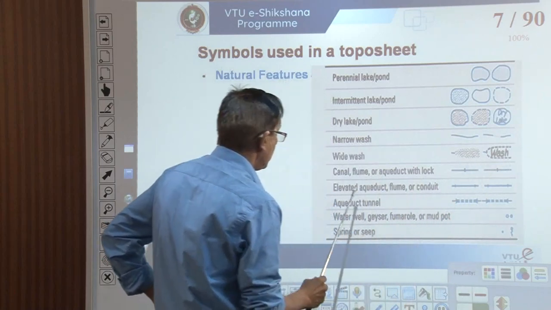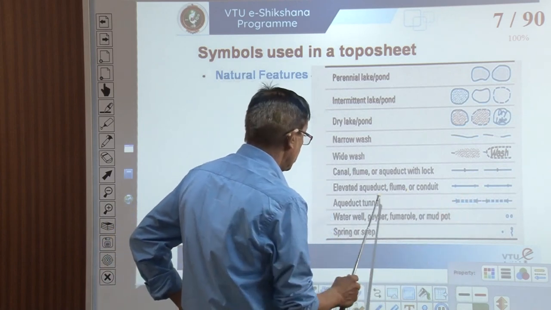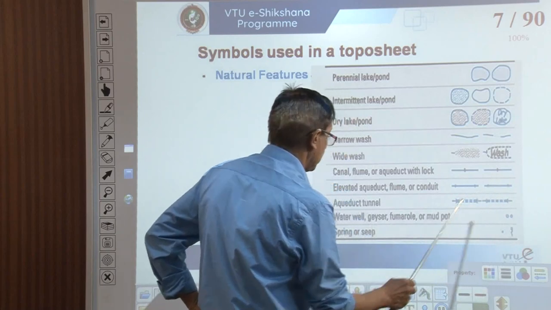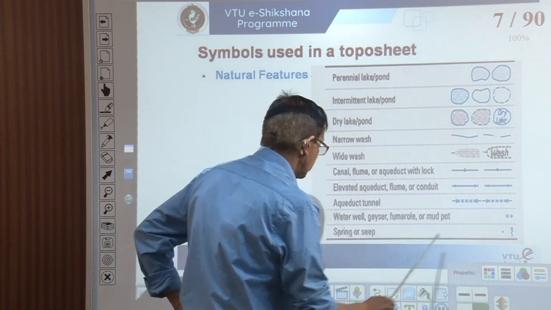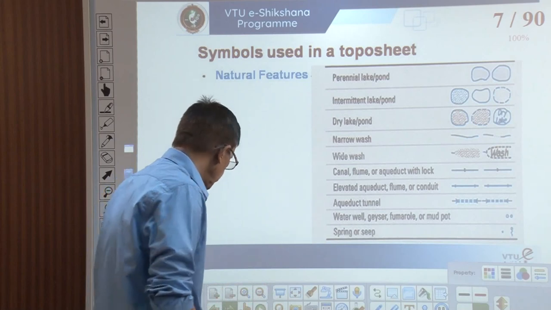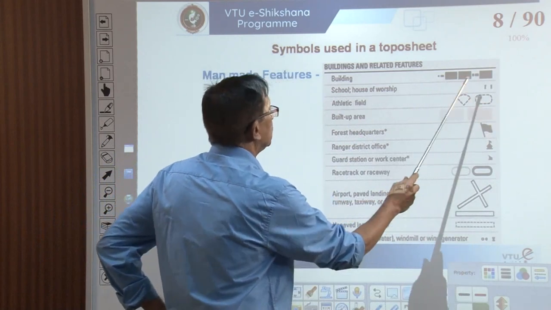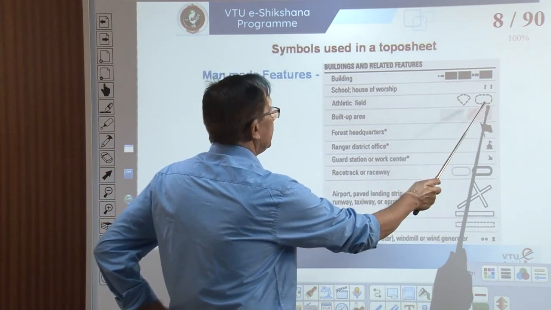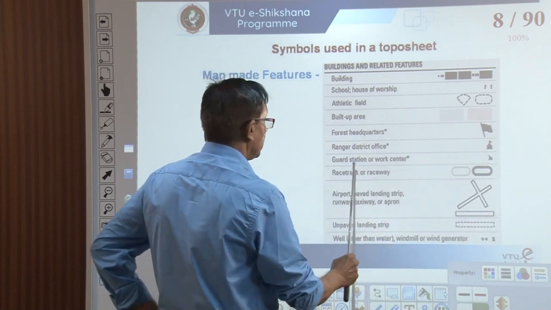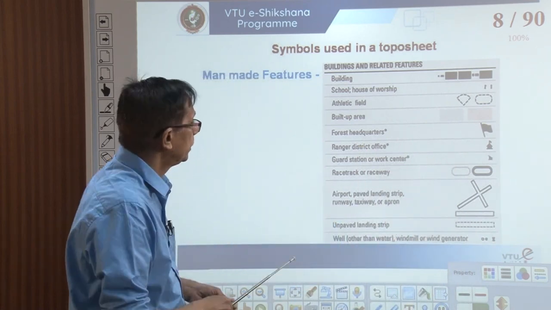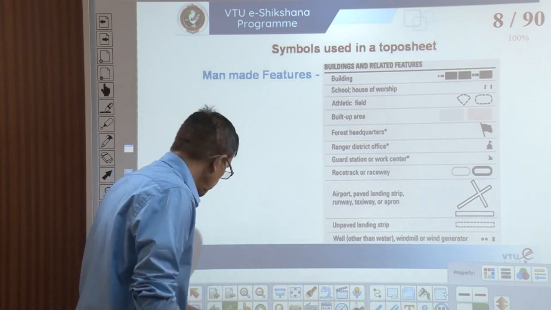Wide wash, these are all canals like this. Elevated aqueduct is man-made, sorry, natural. These natural features, aqueduct tunnels, these are all water wells, glaciers, springs. All these have a specific symbol. With the help of this, we can identify. Again, these are all man-made features like buildings, schools, athletic fields, playgrounds, built-up areas, forest headquarters, range district, guard station. All these are shown. These are all man-made features. Now, it is helpful for identification.